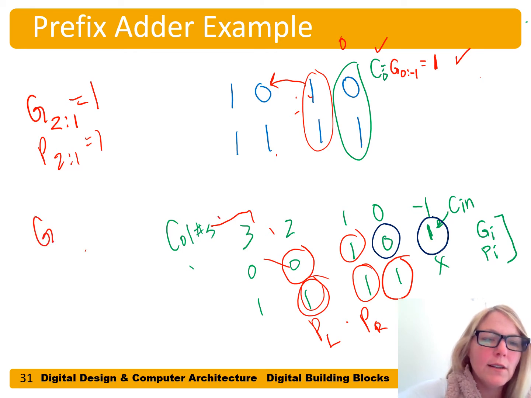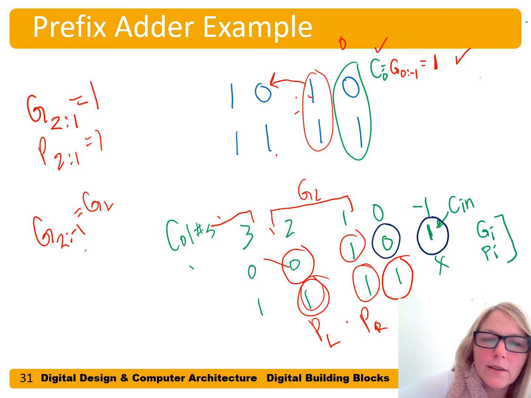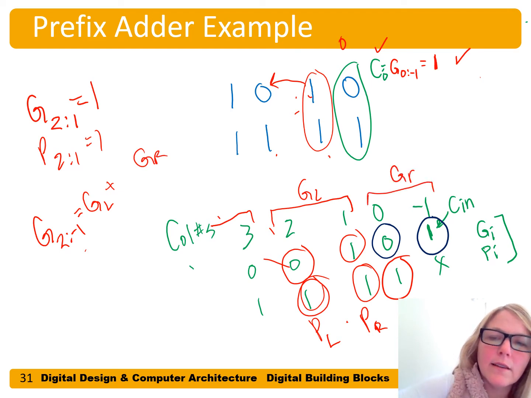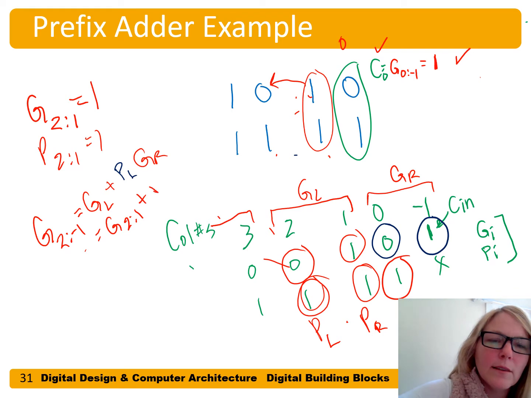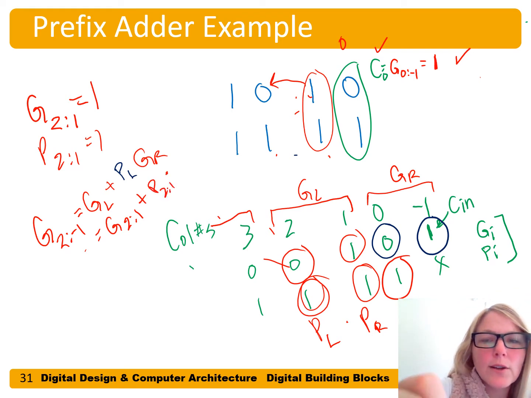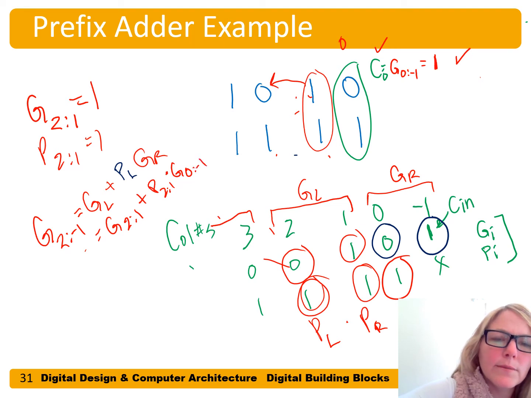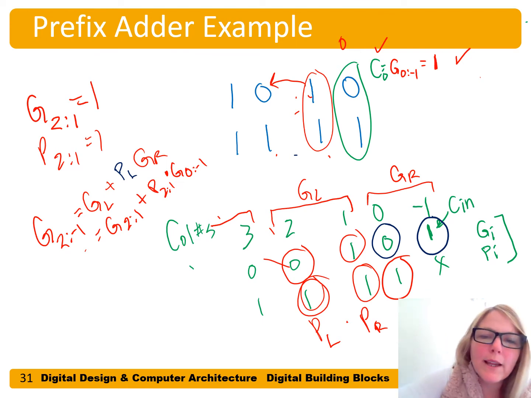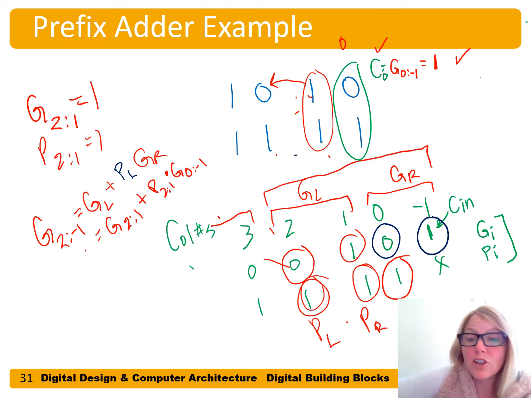But G 2 to -1 is equal to, well, that same general equation. The left group either generates it, so this group 2 to 1 generates it, or the right group generates it, and the left group propagates it. Okay, let's put our numbers in here. So this left group is G2 to 1. And so we have the P of that 2 to 1, that left group, and generated the right group. Our right group is G0 to -1. Okay, so we want to know if this entire span now from 2 to -1 will generate a carry.